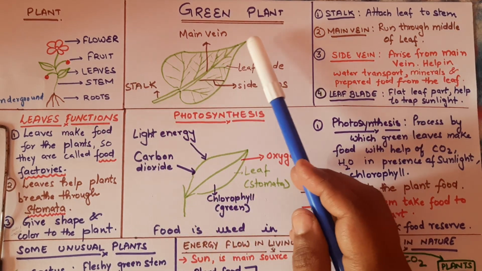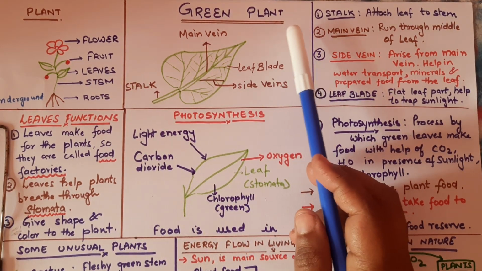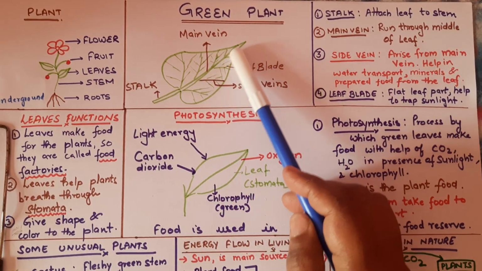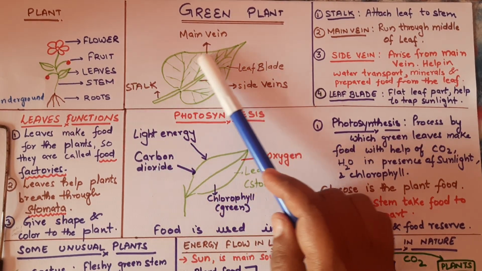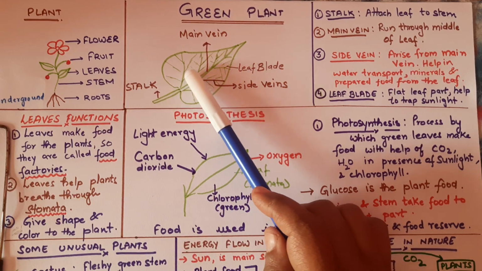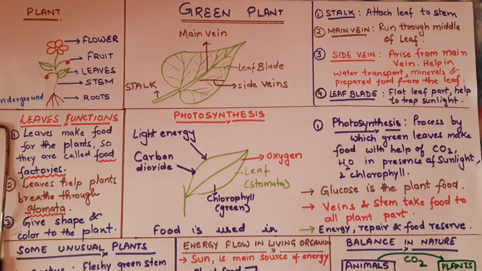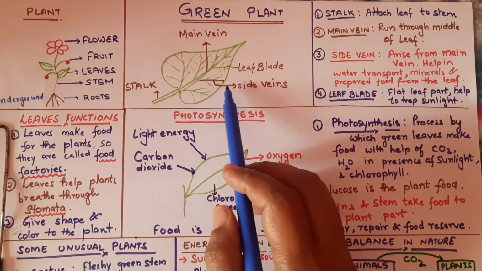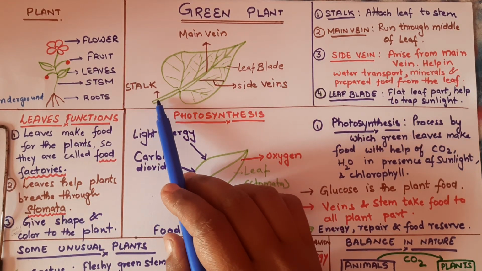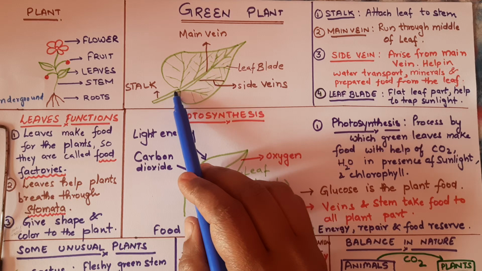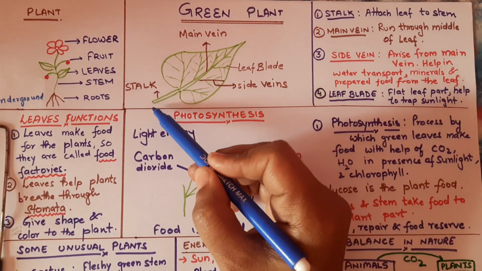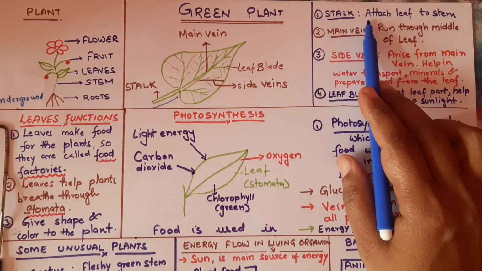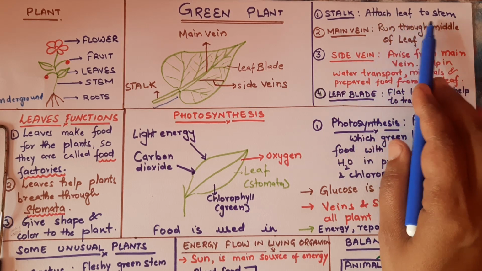Now since we are going to talk about the green plants, I have just taken this drawing of a leaf tissue. So here is the leaf tissue. We all can see that it is green in color. Now we'll talk about various parts. The leaf has basically four important parts. First is stalk. This portion of the leaf is known as stalk. So what does the stalk do? It attaches the leaf to the stem.